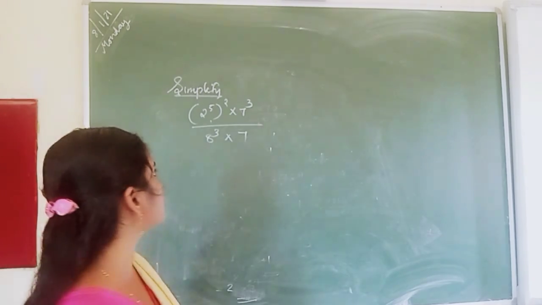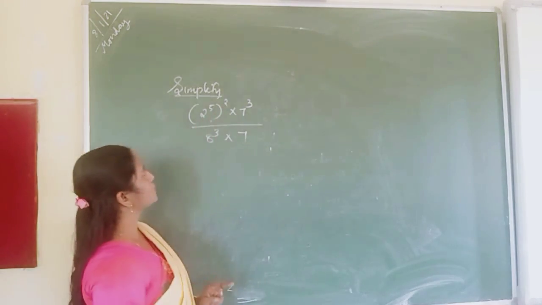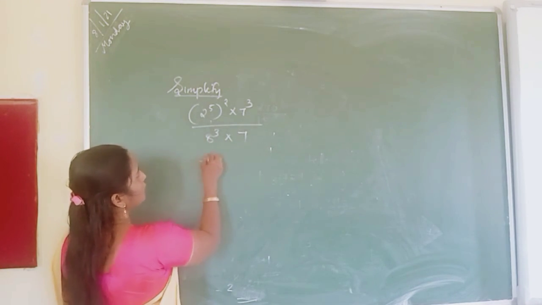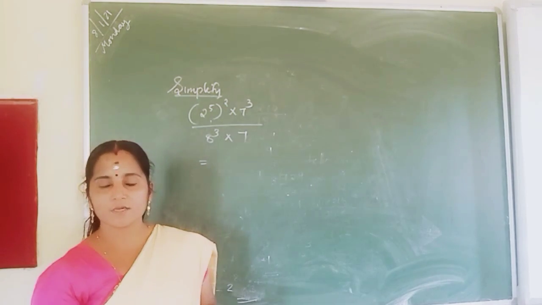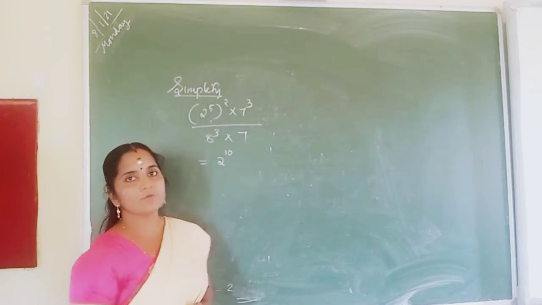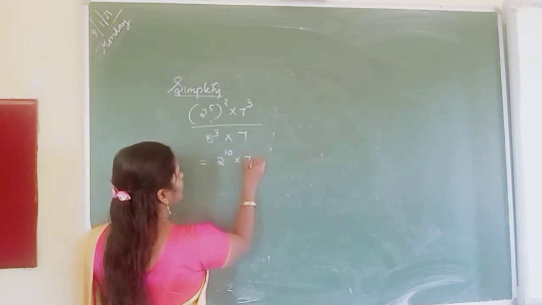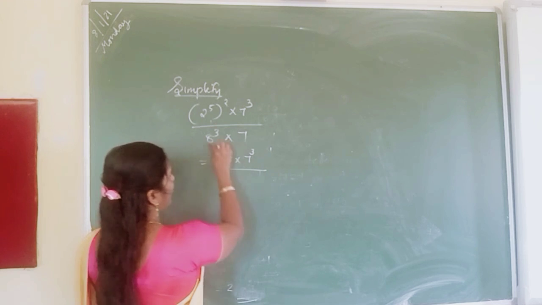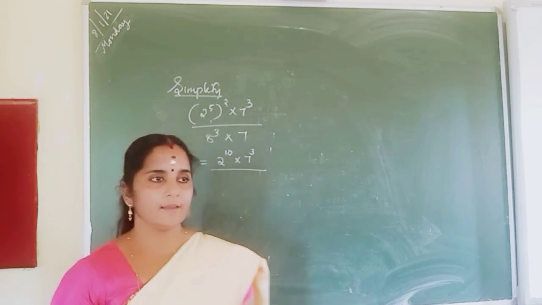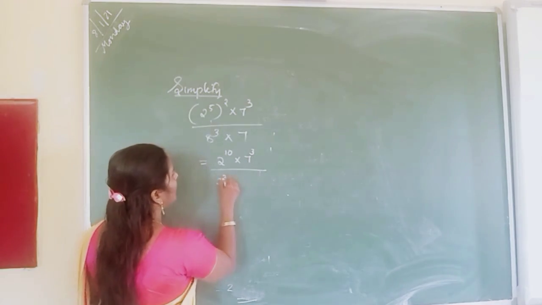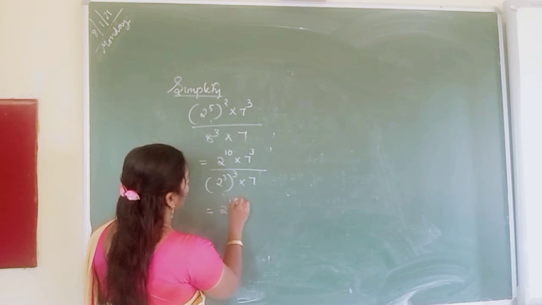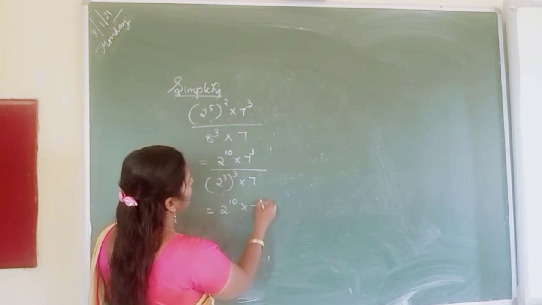Next question is 2 raised to 5 the whole raised to 2 into 7 cube by 8 cube into 7. So here we can apply which law? a raised to m the whole raised to n. It is a raised to m into n, 2 into 5 is 10. Then 7 cube by 8 cube. 8 can be written in powers of 2. Okay. So 2 cube the whole raised to 3 into 7. That is 2 raised to 10 into 7 cube.